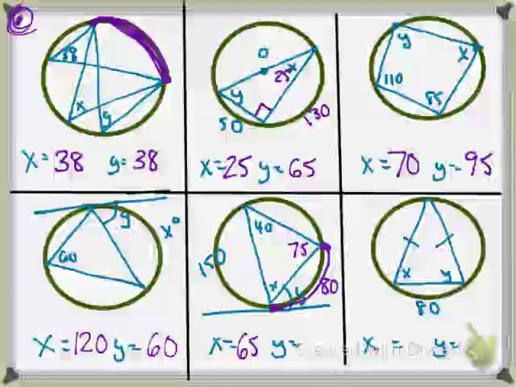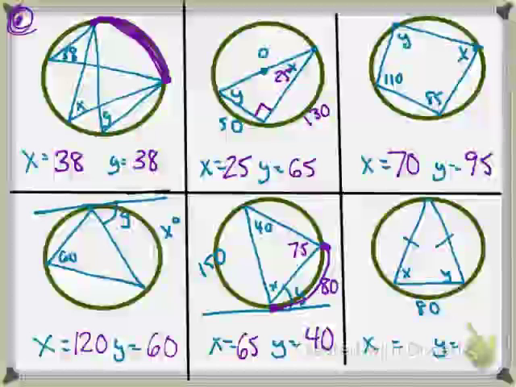And then what would y be? 40, half of the arc that's cut off. An angle created by a chord and a tangent is half of the arc that's cut off. So since that arc is 80, the angle will be 40.